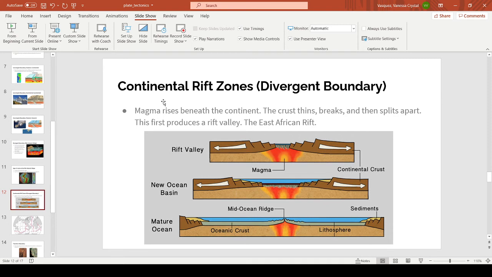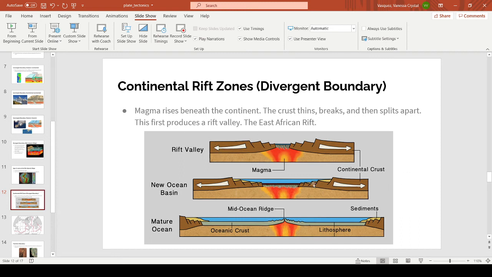In this slide, we're going to talk about continental rift zones. So this was the process of how Pangaea was separated, and Pangaea was separated due to the formation of the Atlantic Ocean opening up and separating the continents.